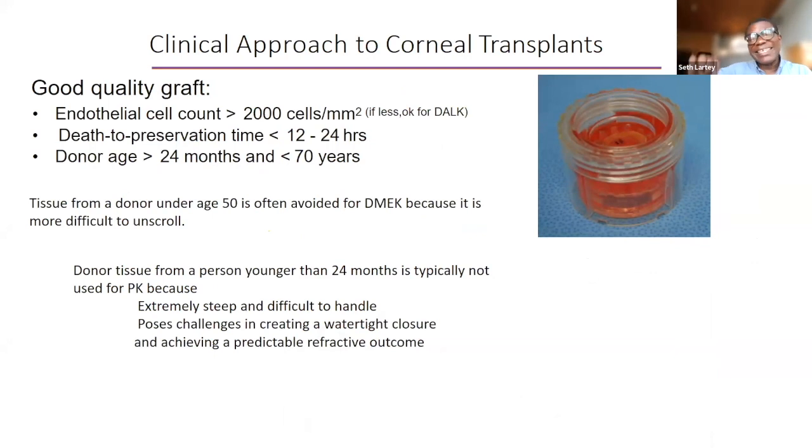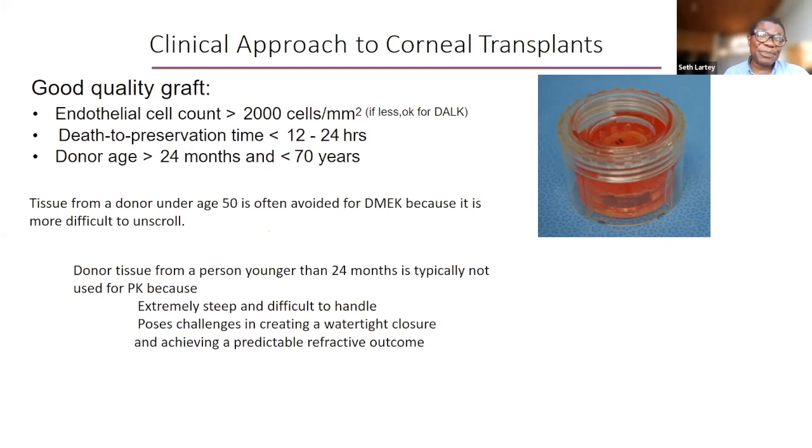Now, when they are selected, we want good quality tissues. A good quality graft is one that has an endothelial count of more than 2,000 cells per millimeter squared. If it's less, they can be used for other purposes. Tissue should be from patients who have been dead for 12 to 24 hours and is well preserved. Donors aged between 2 years and 70 years can be used. Some people have used tissues from donors older than 70 years, even 80 years.